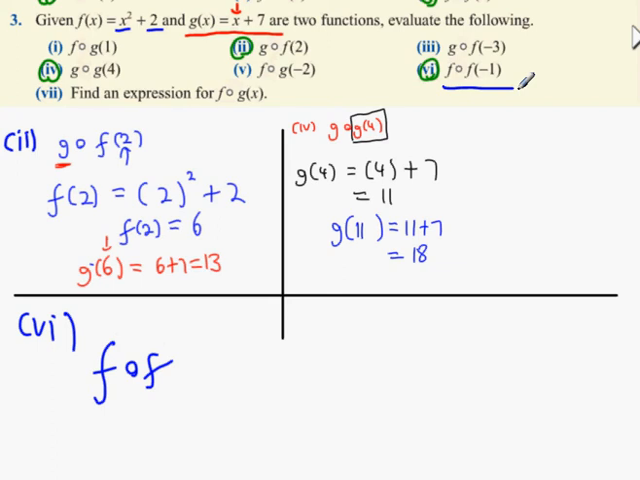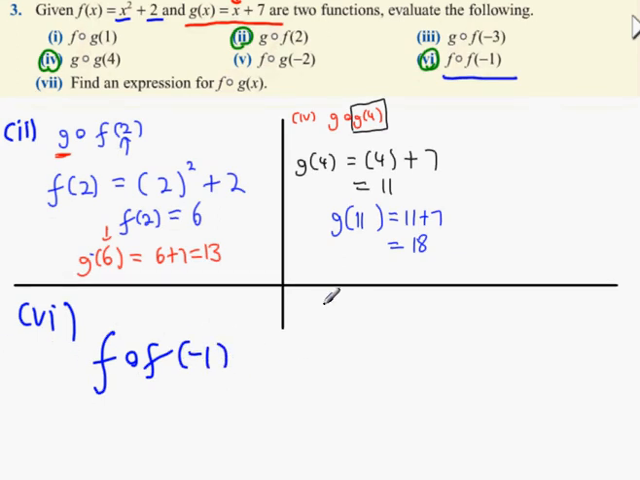This one here, f after f of minus 1. So you do f of minus 1. How do you do f of minus 1? x squared plus 2, and then put in minus 1 squared plus 2. Okay, so whatever it is, we're going to square it and add on 2. So it's minus 1 squared plus 2, which gets me 3.